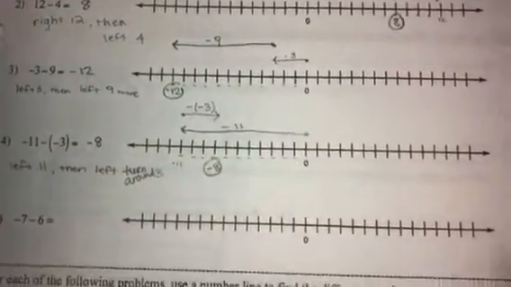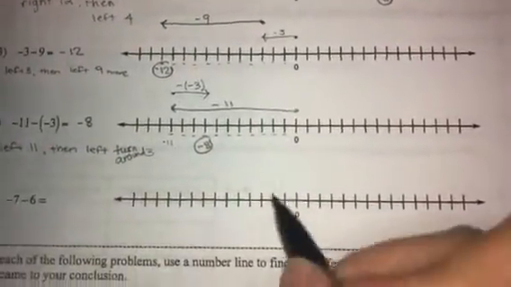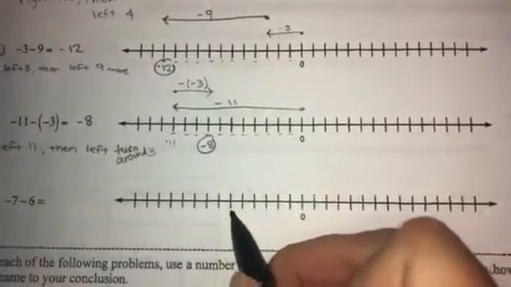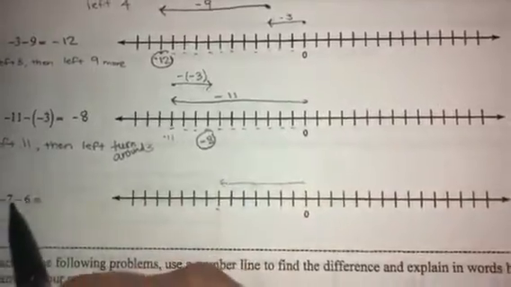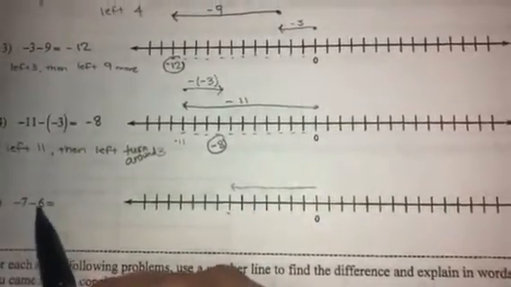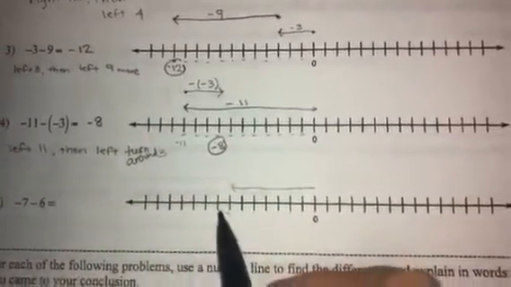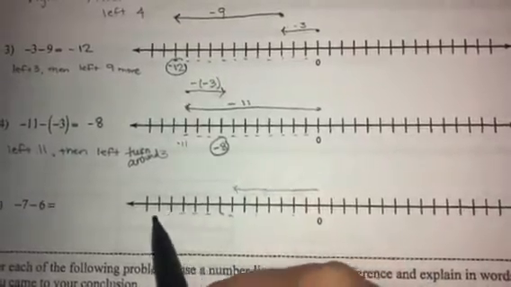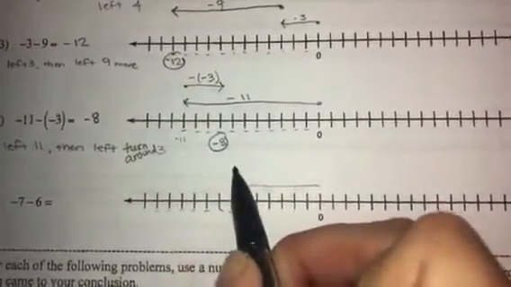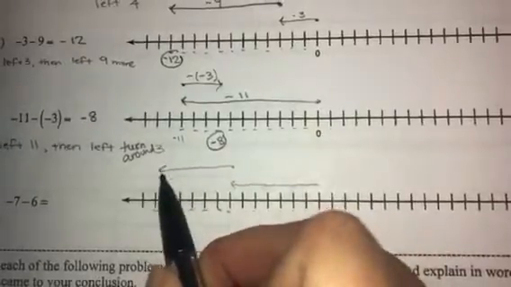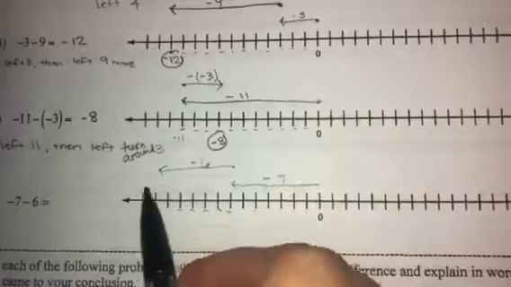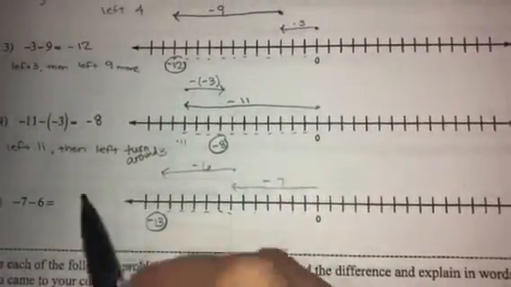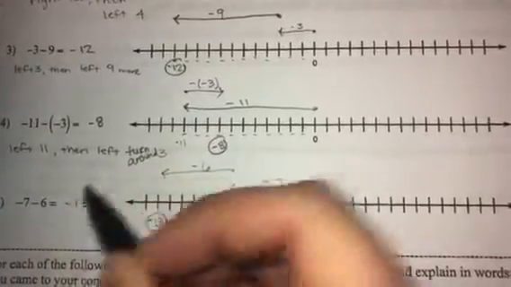All right, number 5. Negative 7 minus 6, 1, 2, 3, 4, 5, 6, 7. So we go left 7, and then it says minus 6 from there. So we keep going left, 1, 2, 3, 4, 5, 6, and that's the arrow above. That arrow stops there. So here's the left 7, and we went left 6 more, and so we end up all the way over here at negative 13. So that's going to equal negative 13.